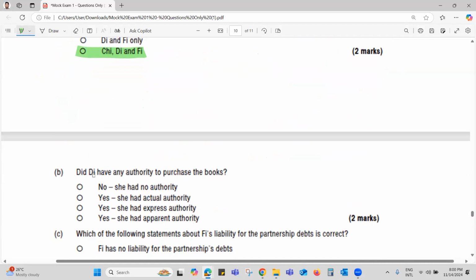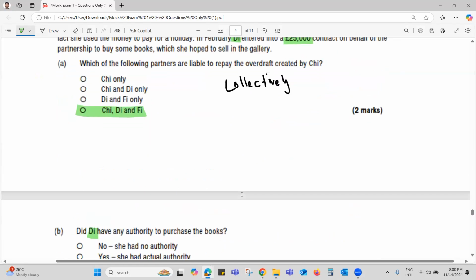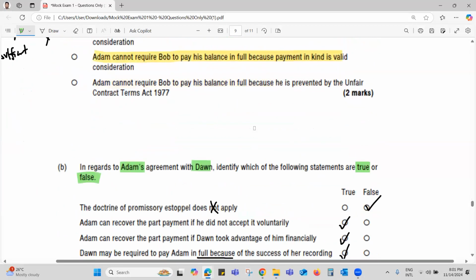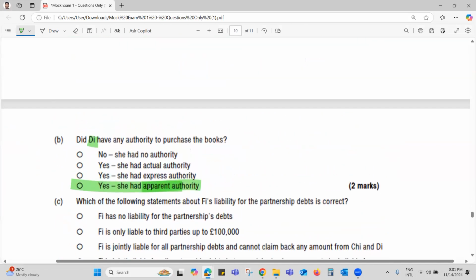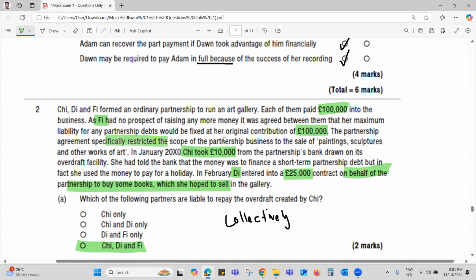Then, did D have any authority to purchase the books? Yes, D had the authority to purchase the books because she has apparent authority. She is acting on behalf of the business, spending £25,000 on a contract to buy some books. So she is acting for the betterment of the partnership, not her self-interest. In this instance, as a partner, she has apparent authority, not actual, express authority. But there is a restriction here: the scope of the partnership is sales of paintings, sculptures and other artwork. That is the scope of the business, but still, as a partner, you have the authority to make decisions. That authority needs to be used wisely and for the betterment of the business.